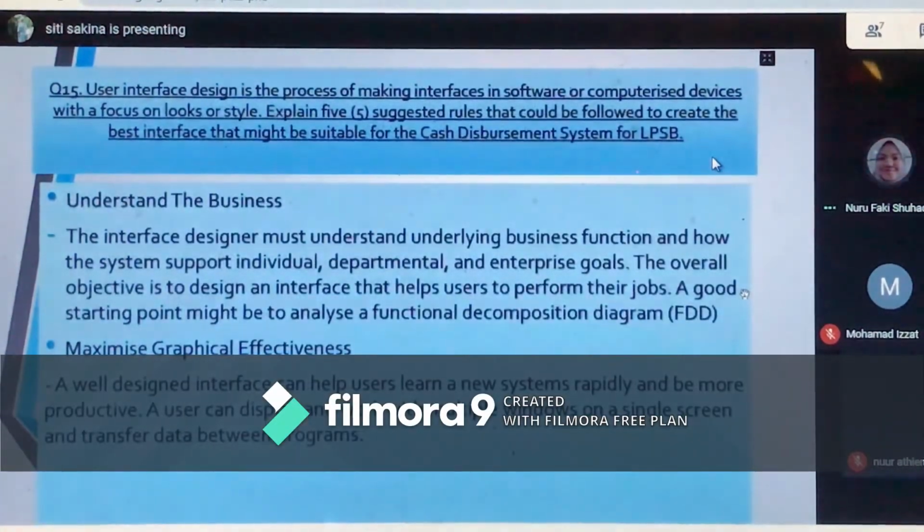Question 14. Five suggested rules that could be followed to create the best interface that might be suitable for the cash disbursement system for LPSB.